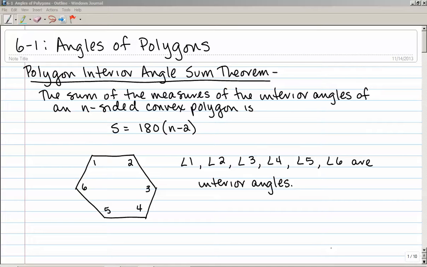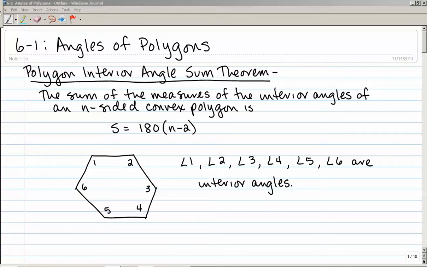Section 6.1 is on angles of polygons. First we have the polygon interior angle sum theorem. Now an interior angle of a polygon is an angle that's obviously on the inside. So in this hexagon right here, angles 1, 2, 3, 4, 5, and 6 are all interior angles.